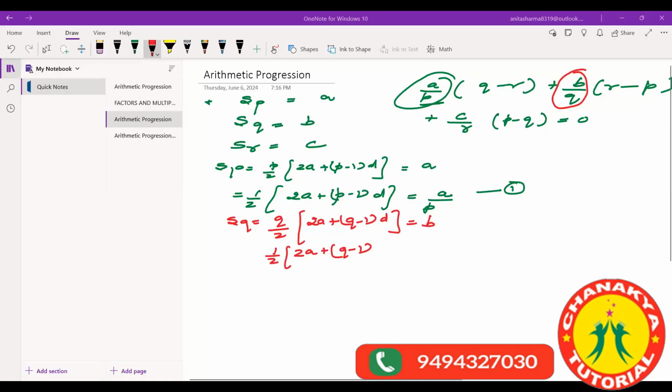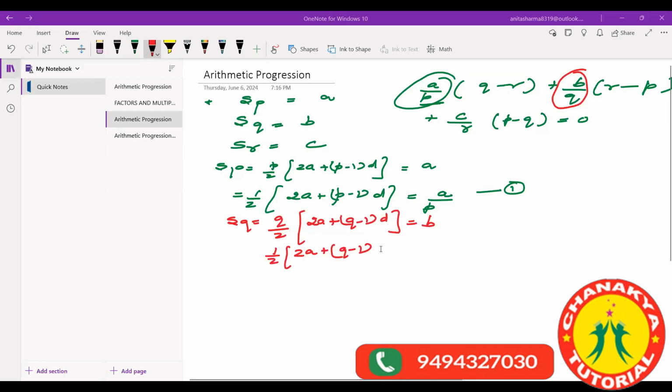Children, am I audible, beta? Yes. Yes, ma'am. Okay. Now see Q minus 1 into D is equal to B by Q. This is your second equation.